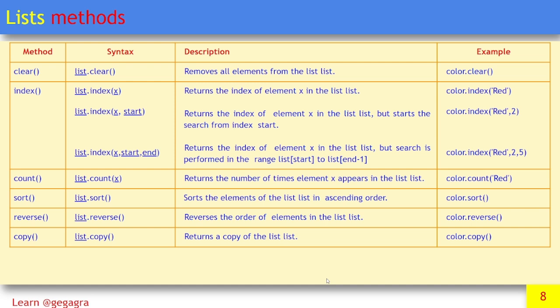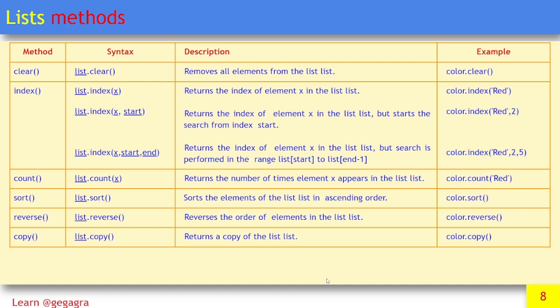Okay. Index: list.index(x). If you want to know the index of a particular element, it returns the index of the element x in the list. So if I want to know the index of red, I write color.index(red), and this way I can get the index of red from the list.